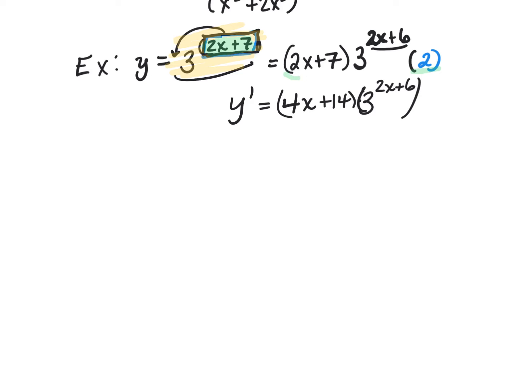This part of it right here actually comes from the green derivative, because I wrote it with the other one. I thought it was the exponent, but no, it is not the exponent. It's down below: 3 to the 2x plus 6 to the.